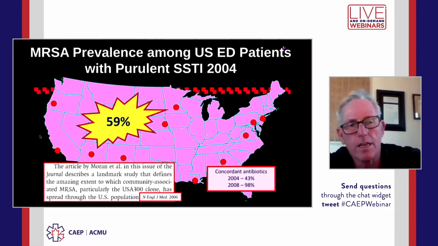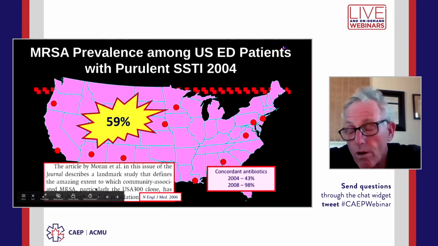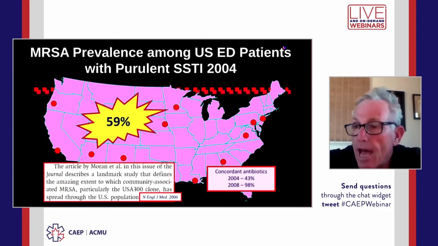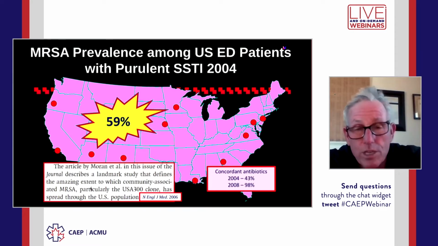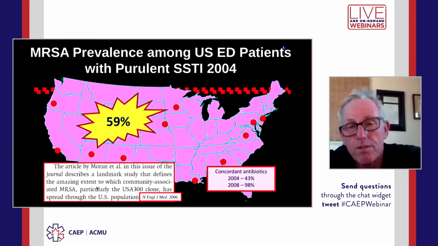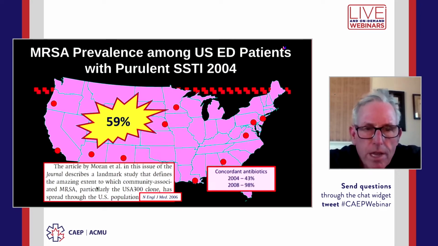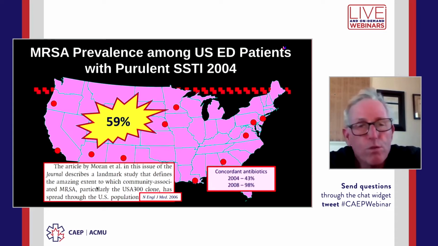We had about a dozen sites. And in 2004, among these cultured purulent skin infections, MRSA, which had not been seen as a pathogen routinely before this time, now accounted for the majority of infections, almost 60%. The editorial that accompanied this described this as a landmark study and noted the amazing extent to which community-associated MRSA, particularly a clone called USA300, had spread across the US population and most of the world, including Canada, Europe, Central and South America, and Asia.